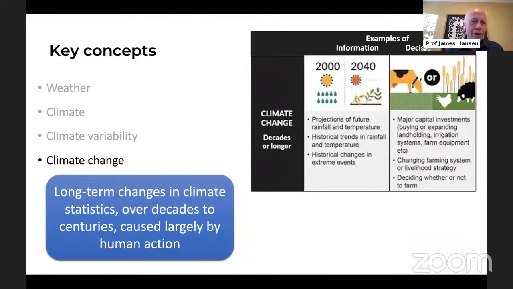Then climate change, many people, when they hear the term climate, they assume that we're talking about climate change, but climate variability has existed before climate change, and climate variability has always been a challenge for farmers and other agricultural decision makers. So climate change refers to long-term, possibly irreversible changes in climate statistics over timescales of decades to centuries or longer, caused largely by human action and leading to changes in the atmospheric composition and changes in the global energy balance.